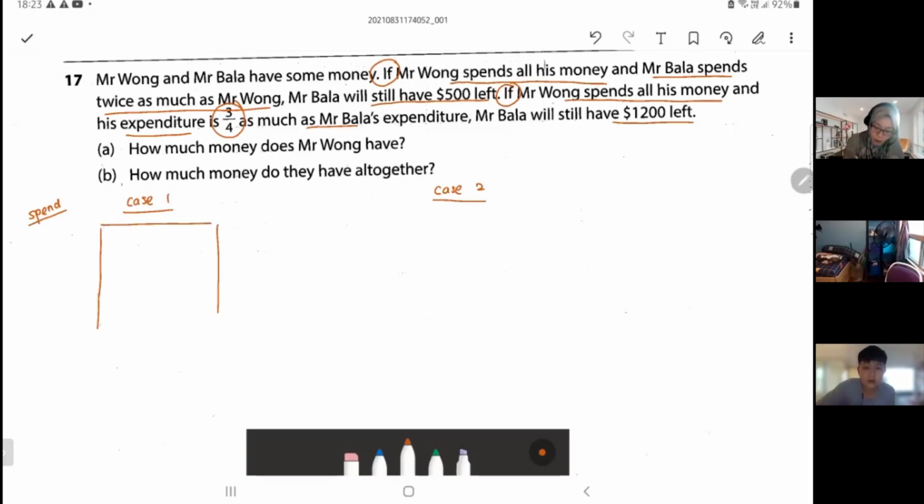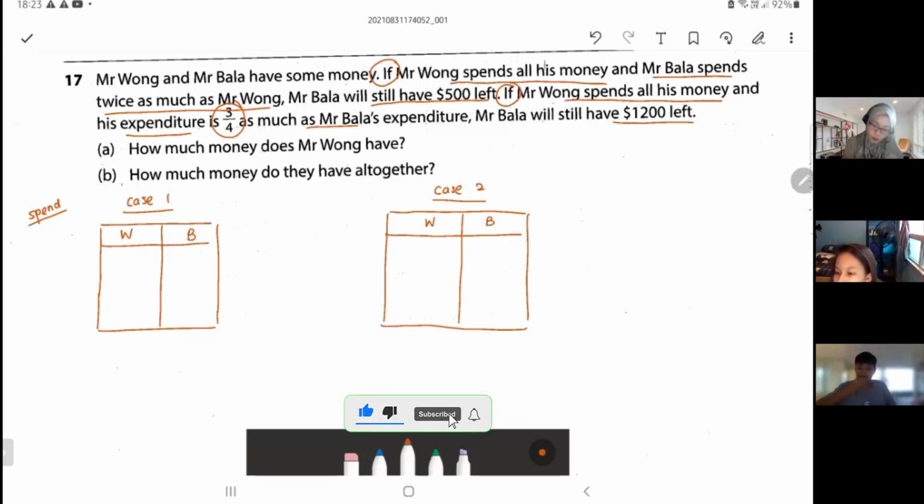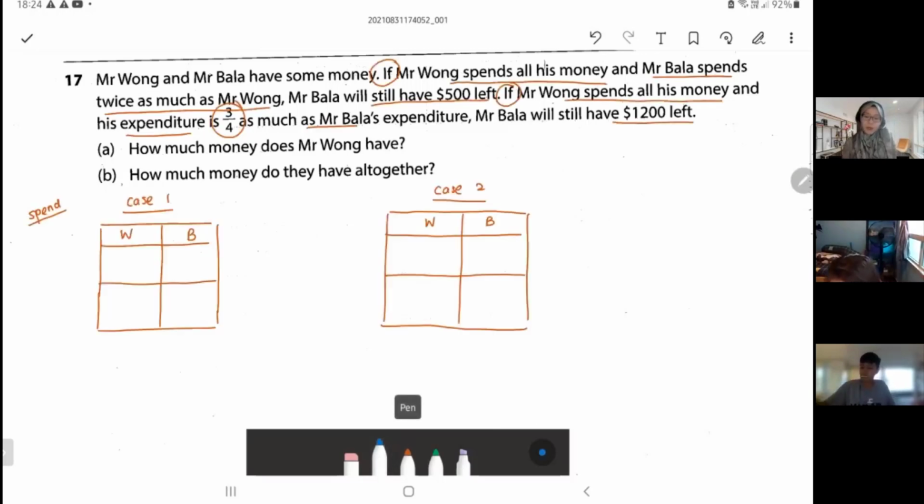So we draw out two boxes, Mr. Wong and Mr. Bala. Over here also for case number 2. Right? Then we can cut the table into 2 rows first. If we need more, we can add in more later on. Now, let's look at the first if. This is my first if here.